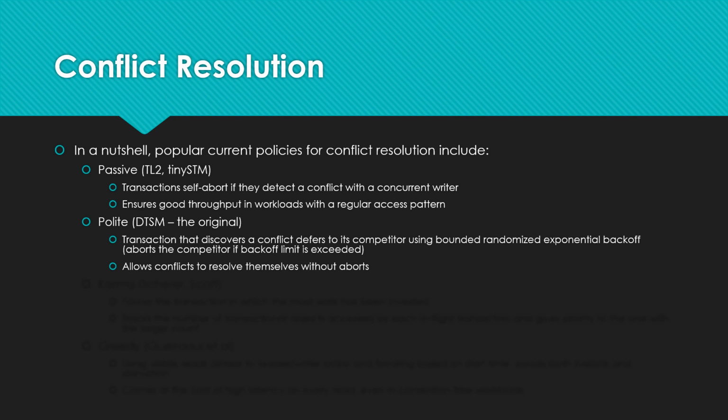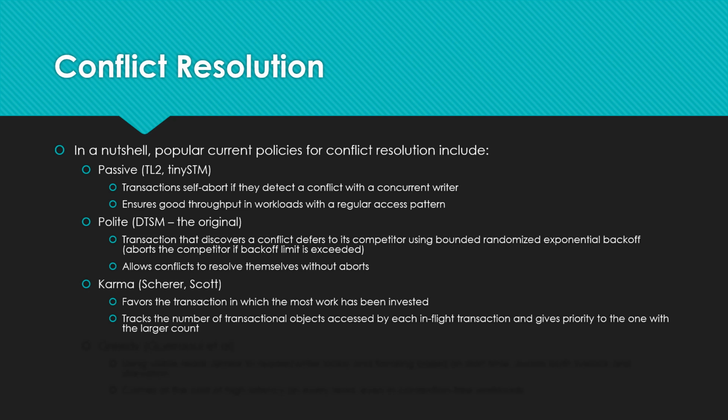Next is polite. This is basically the original. This is something that the authors have borrowed from. So in this case, if a transaction discovers that a conflict exists, it defers to its competitor using randomized exponential backoff. Now, if they use this backoff, waiting and waiting, and they exceed a certain number of times, they abort their competitor. This basically allows conflicts to resolve themselves without aborts. It's kind of running out the clock. Not necessarily the most robust, as it can cause things like starvation and livelock, but it is a solution nonetheless.